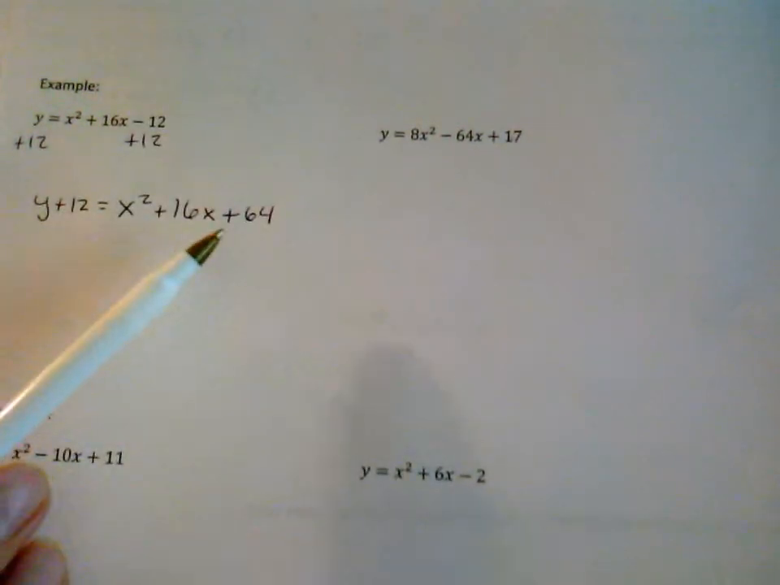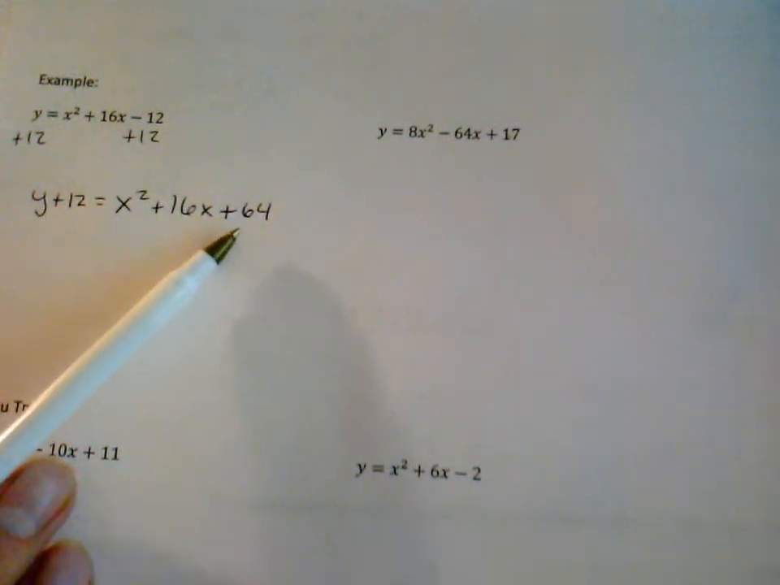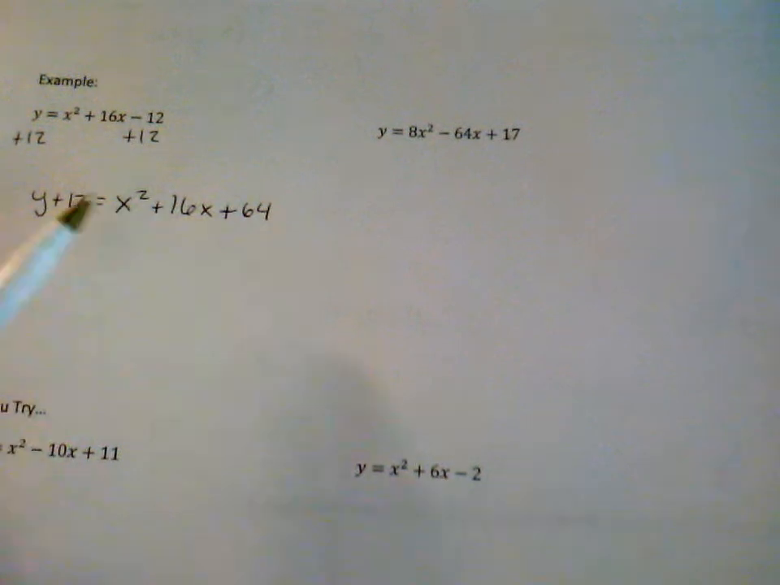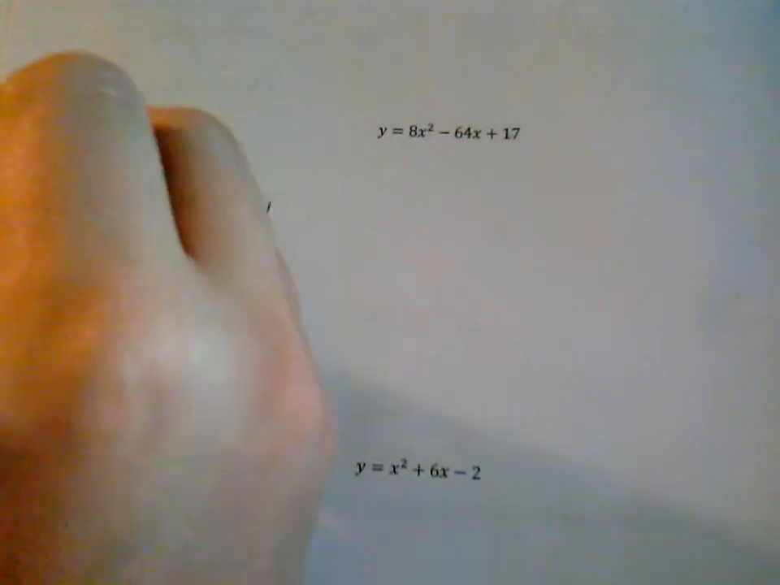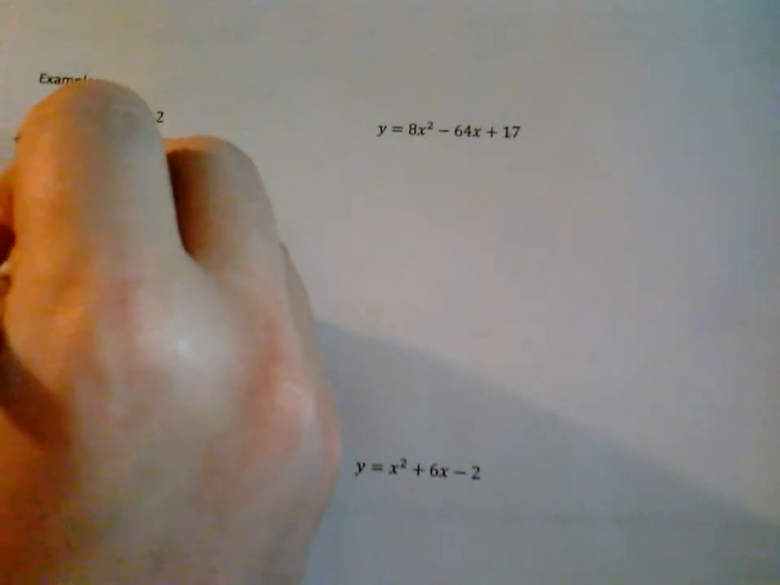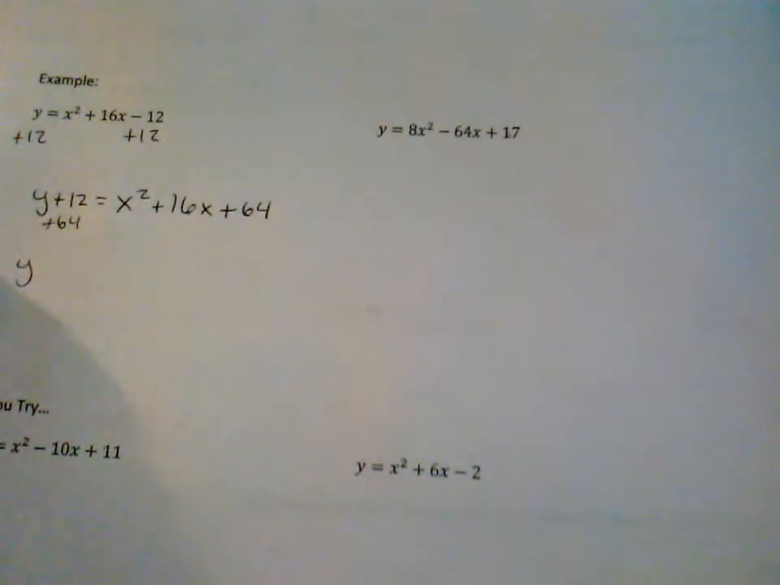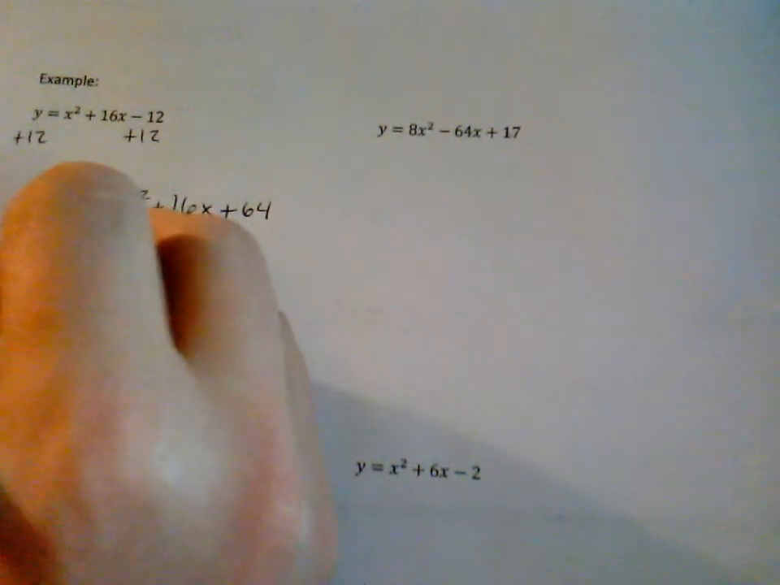Now, we brought the 64 out of nowhere, meaning that we added it to this side. So, since we just added 64 to this side, we had to do the same over here to make it even. So 12 plus 64 gives us 76.